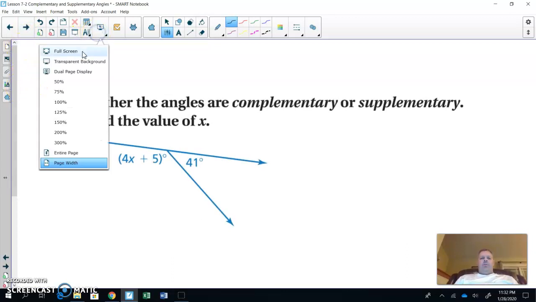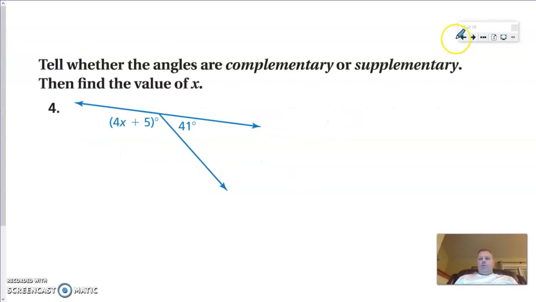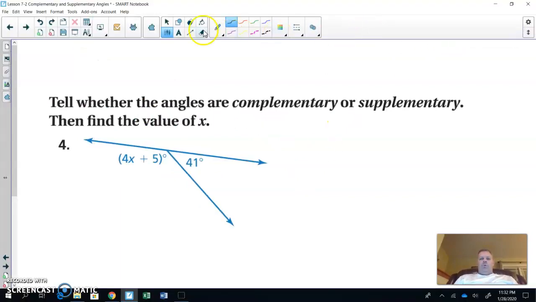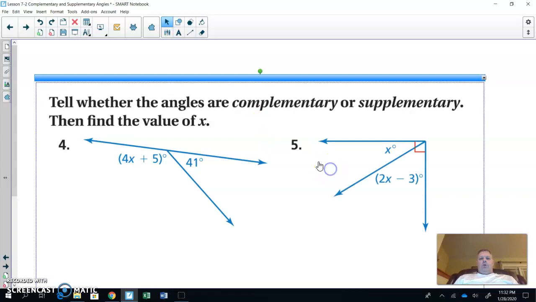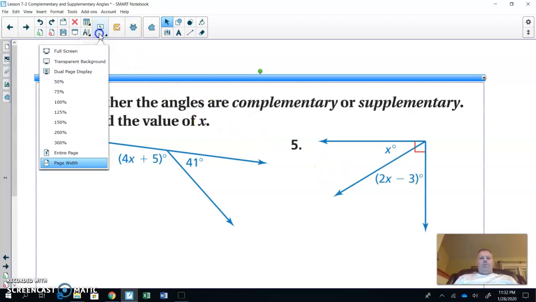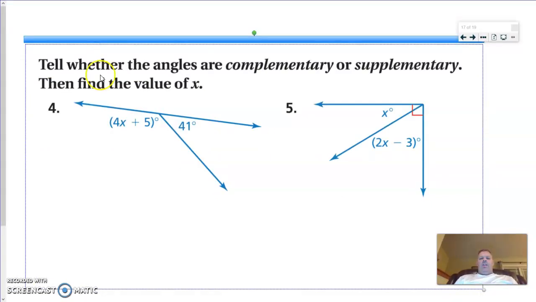In my next example, please tell me whether these two angles are complementary or supplementary, and then find the value of x. Please pause the video, allow students time to finish those two problems.